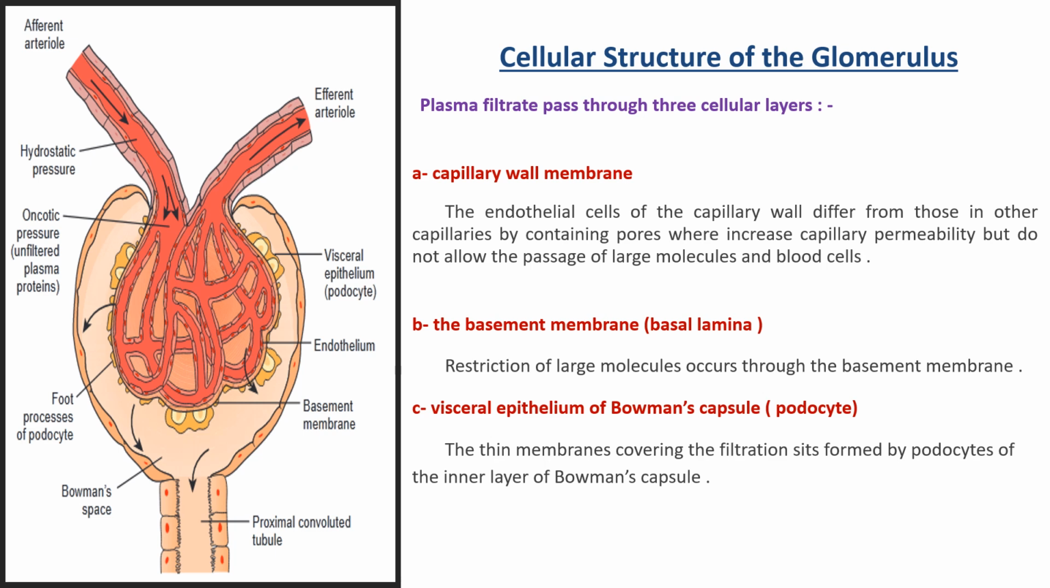The second layer is the basement membrane, or basal lamina. Major extraction of large molecules occurs through the basement membrane. The third is the visceral epithelium of Bowman's capsule, called podocytes. The same membranes cover the filtration site formed by the podocytes of the inner layer of Bowman's capsule.